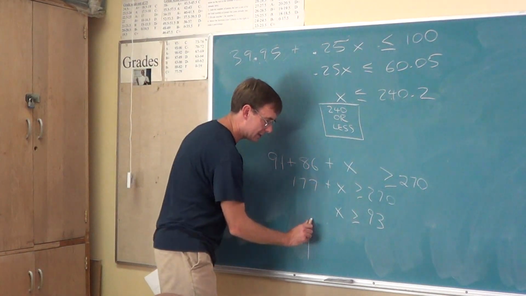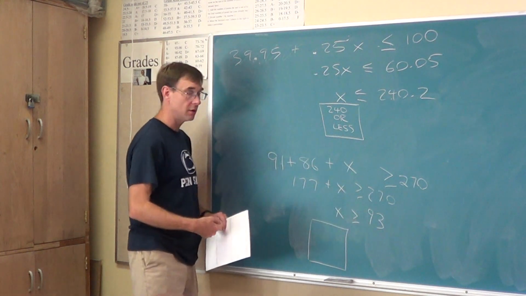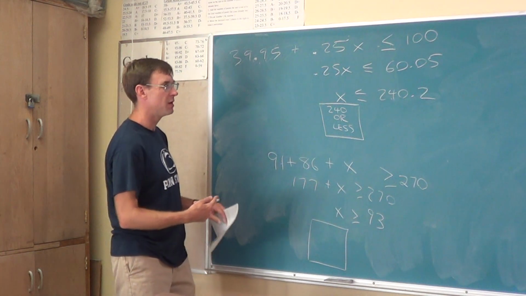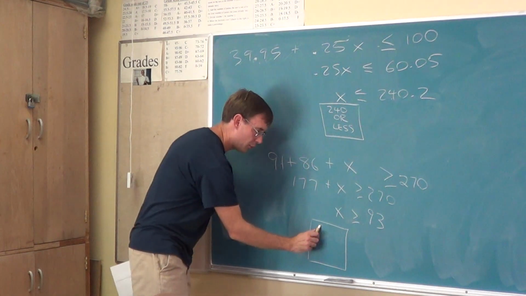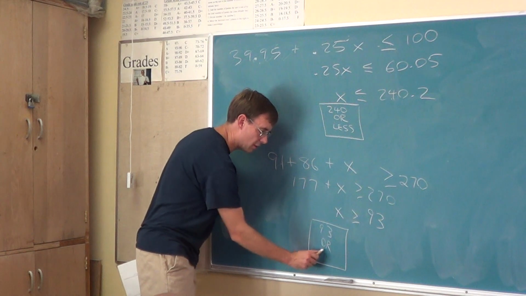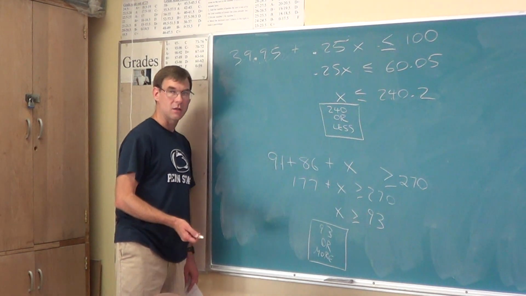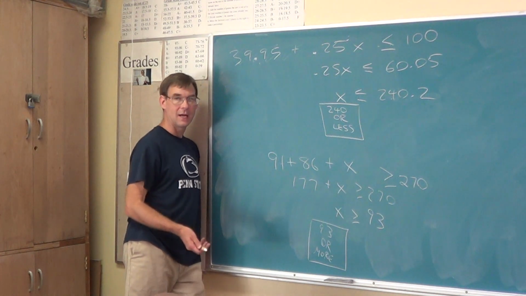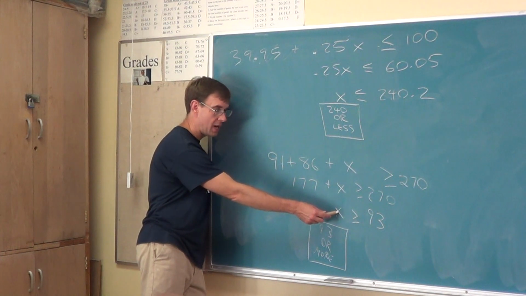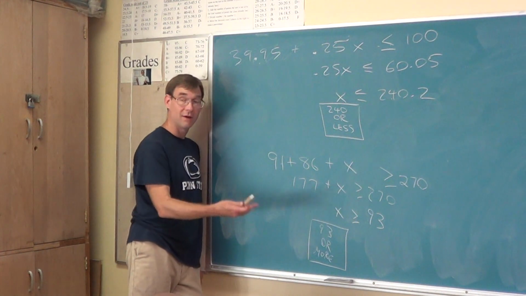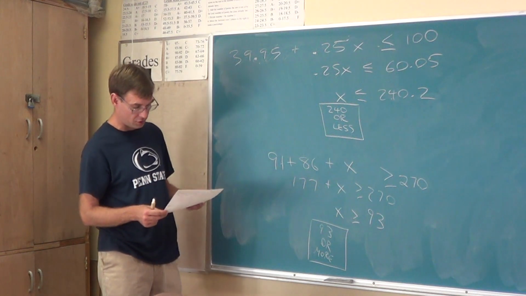And then we need to translate this back to English. Since there's an equal sign, 93 is good enough for us. Since there's no decimal, we don't have to worry about the rounding issue we had on the previous question. But we could say something like 93 or more, or at least 93, or no less than 93, or something like that. But what makes you get the A would be 93, 94, 95, 96, 97, anything that's above 93, or even 93 itself to just squeak it out.